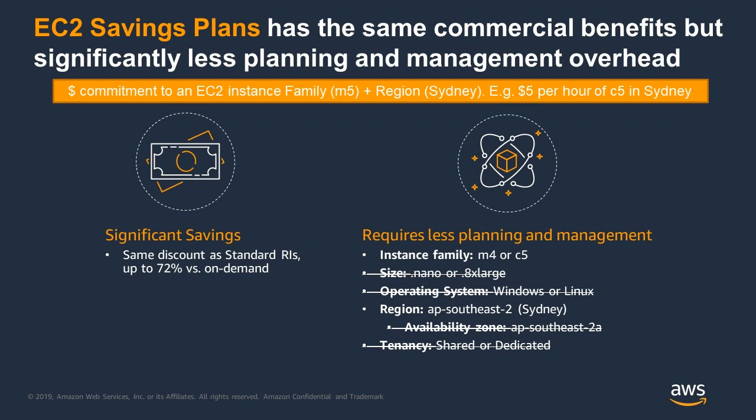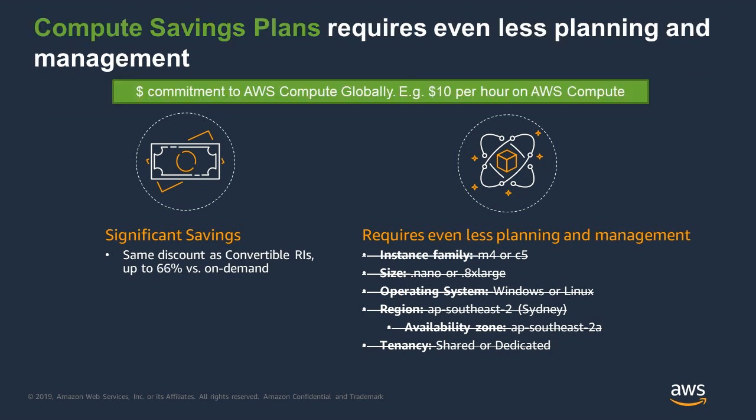As you can see, this is likely to reduce your planning requirements in and around size and operating system, meaning that if you need to scale up or scale down in the future within an instance family, there will be no problems. Compute savings plan is even more flexible and hence requires even less planning and management. Slightly less discount compared to EC2 savings plans at 66% instead of 72% at max.